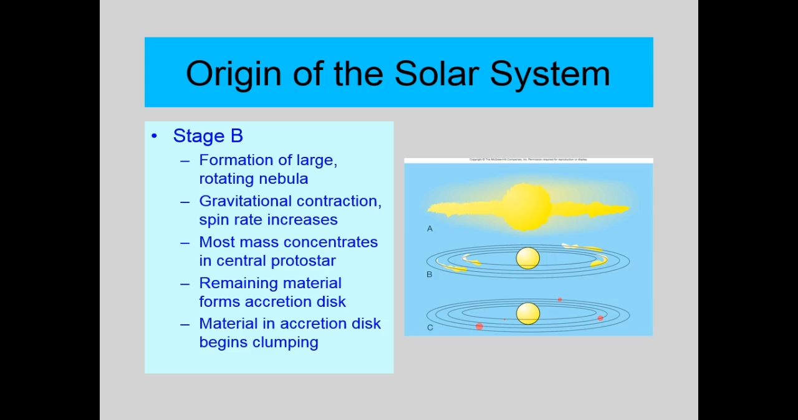The remaining material forms what they call the accretion disk. So all this cloud that was here before is settling out into pretty much a disk here. And different parts of the disk are grouping together. The material in the accretion disk begins clumping in groups. So if these were the 4 inner planets, then that would be Mercury, that would be Venus, this would be Earth, and that would be Mars.